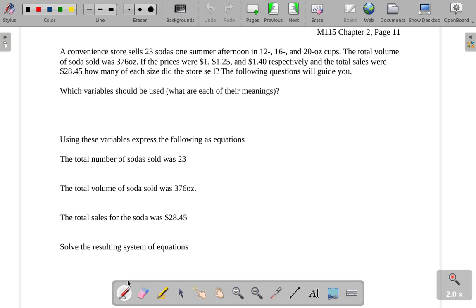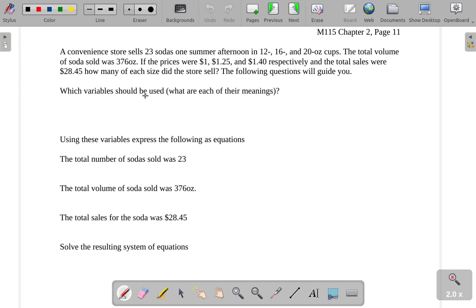A convenience store sells 23 sodas in a summer afternoon in 3 different sized cups. The total volume was a certain amount. The prices were certain amounts, and the total sales was a certain amount. So we have some various bits and pieces of information. How many of each did the store sell? We're trying to figure out how many 12 ounce, how many 16 ounce, and how many 20 ounce cups this particular store sold. We kind of have to reconstruct this.